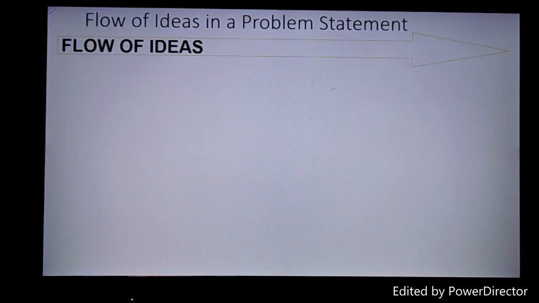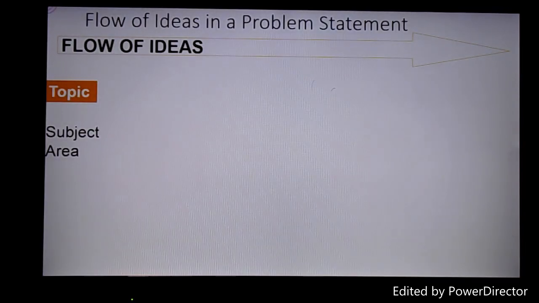Now, here is the flow of ideas in a problem statement. It starts with the topic, and I've talked about topic and title in my other article, which you can find at my website, www.mukmik.co.ke. So the topic is your subject area, be it accounting, be it management, be it innovation. So your problem statement starts there. What's your topic? What's your subject area?